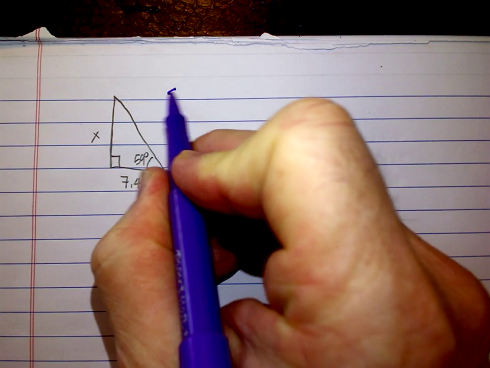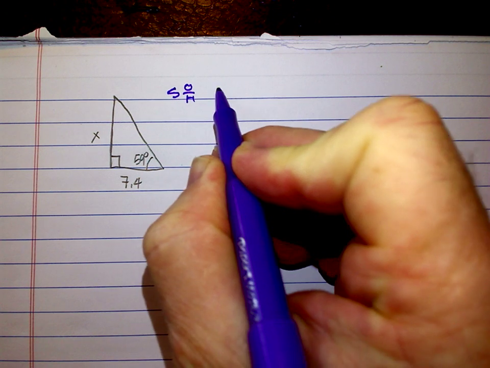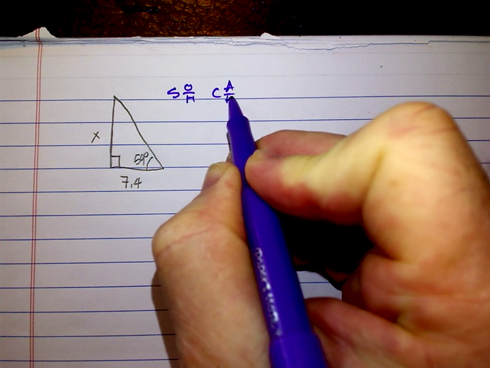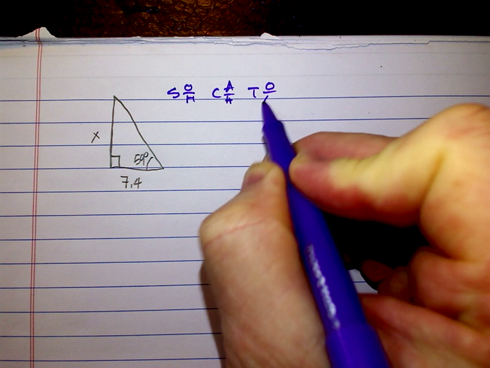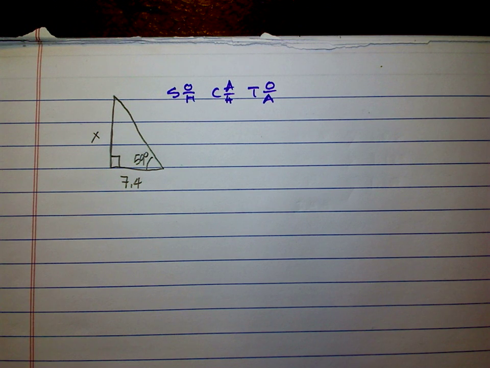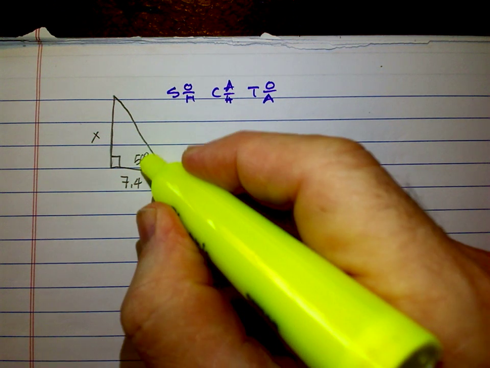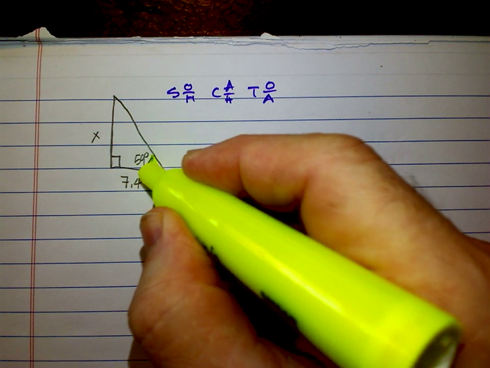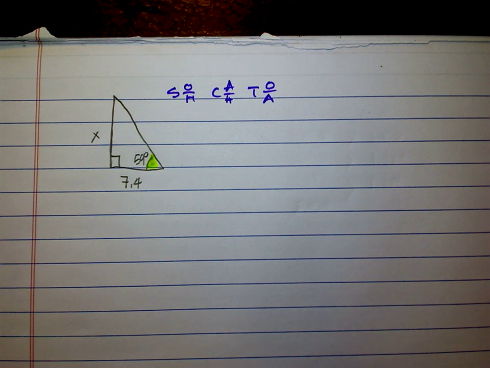First of all, we're going to write SOH CAH TOA at the top of our paper. Next thing, we're going to identify the angle that we know. In this case, it's this angle here of 59 degrees.